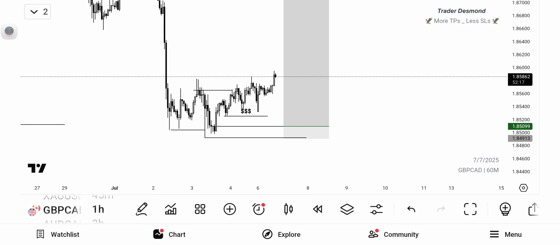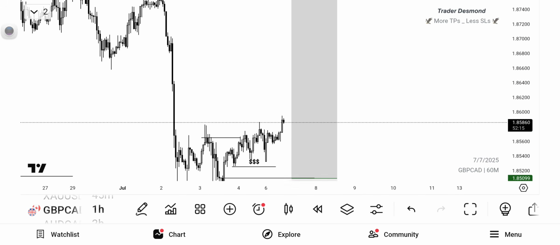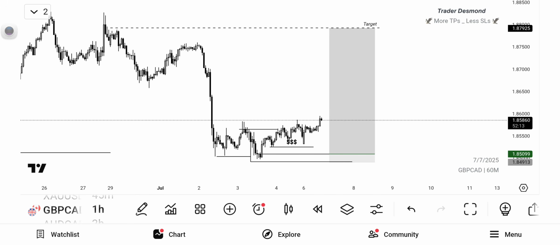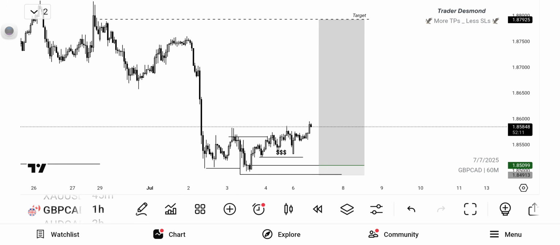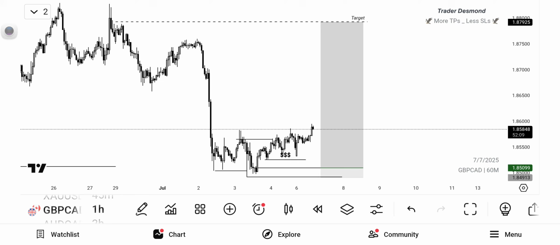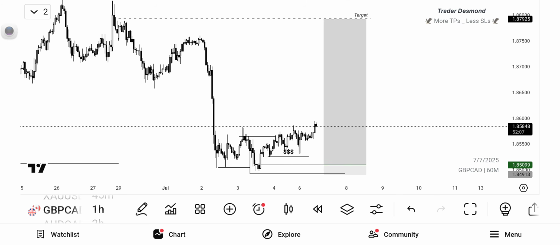So this is my setup. In fact, this is an A+ setup on GBPCAD for me. So what am I waiting for? I'll patiently wait for market to do what? To come down to this zone, to this key level, and start reacting to the upside.